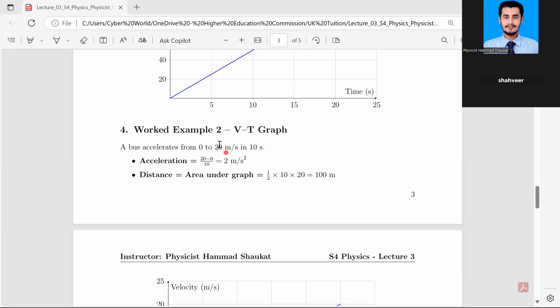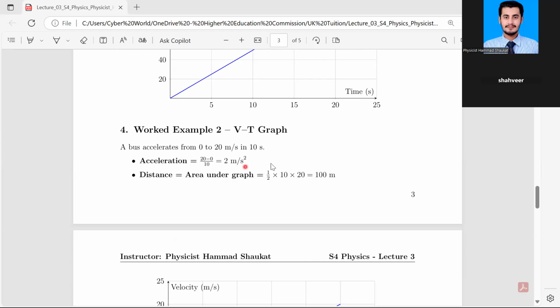And they are asking you to find the acceleration. The velocity is given and time is given. They are asking you to find acceleration. How can you find acceleration? You know the formula of acceleration: final velocity minus initial velocity over time. So final velocity is 20, initial is 0, and our time is 10 seconds. So 20 minus 0 divided by 10, which is 2 meter per second square, right?